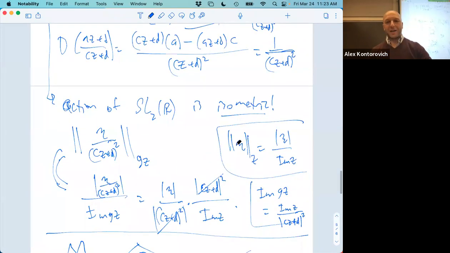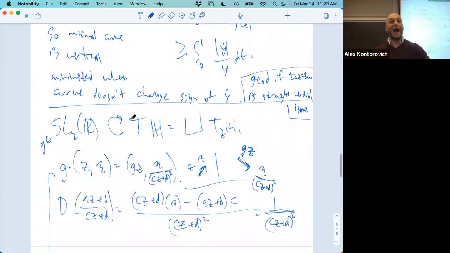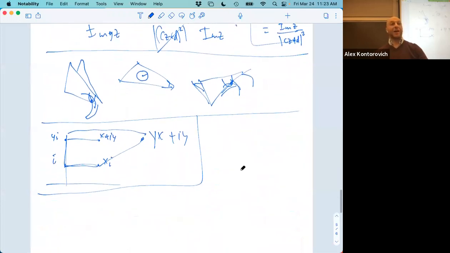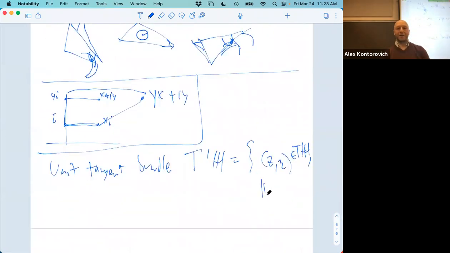No, it's okay. Where are we? We're almost there. We just showed how SL2R acts on the tangent bundle. In fact, that allows us to define the unit tangent bundle. The unit tangent bundle is T1 of H, the set of all pairs z, eta in the tangent bundle, with the property that the length of eta measured at z is 1. So here's my point z. I don't want all possible directions. I want to take unit length directions in any direction.